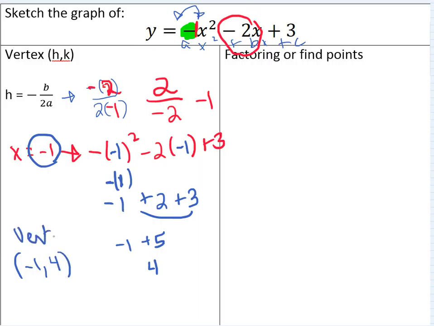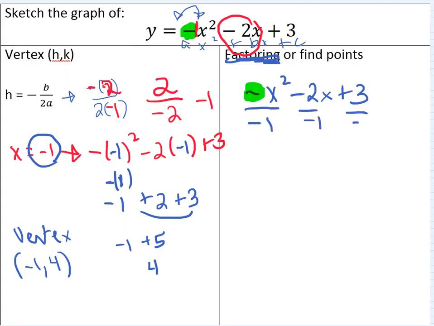So now we're going to factor to find our roots. So we're going to take negative x squared minus 2x plus 3. I do not like this negative sign right there. It means I can't factor it like normal. So I'm going to greatest common factor that out. So I'm going to divide by that negative 1 out of there. So negative 1 is on the outside.